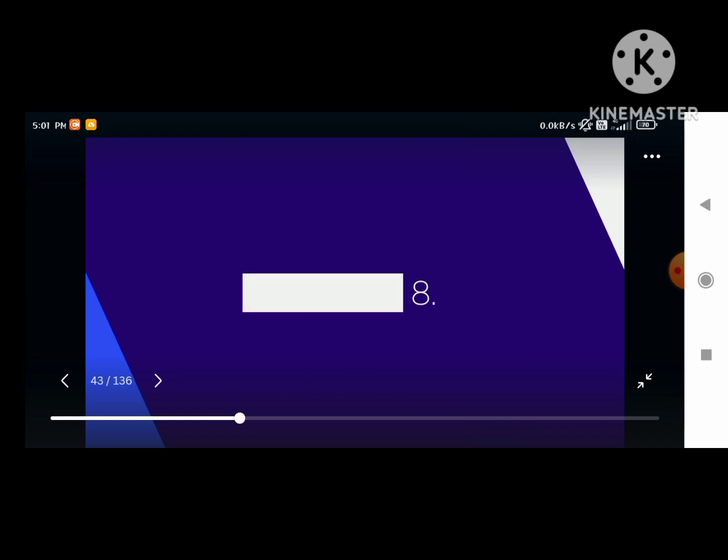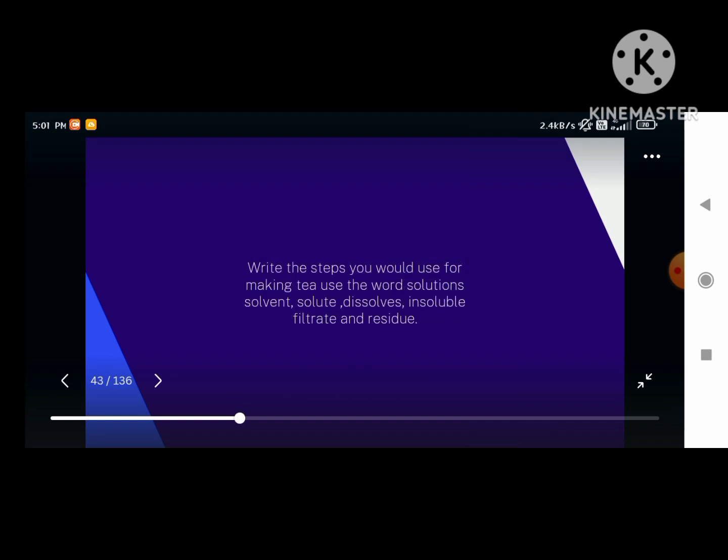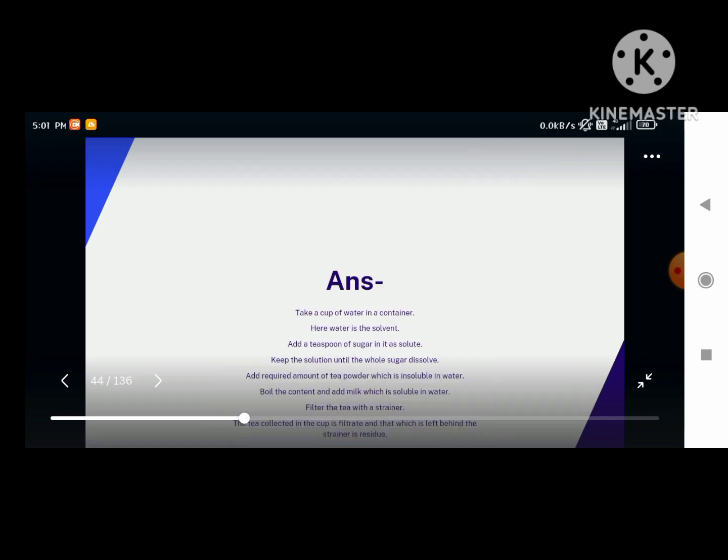Question number 8. Write the steps you would use for making tea. Use the words solution, solvent, dissolves, insoluble, filtrate, residue. So here are the steps. Take a cup of water in a container. Here water is the solvent. Add a teaspoon of sugar in it as solute.